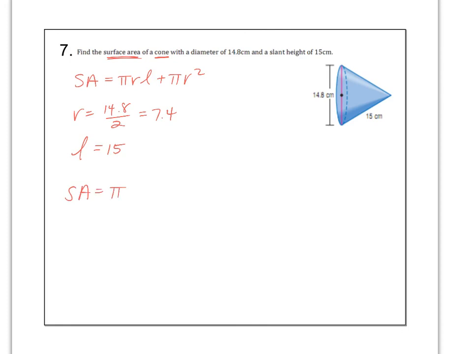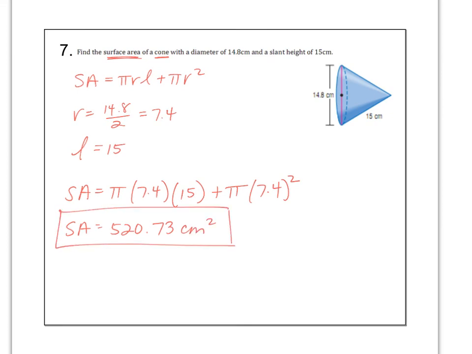It's going to go pi, R is 7.4, L is 15, plus pi, and then it's 7.4 again, squared. All right, grab your calculator, type all of that in. And if you type it in correctly, you should get about 520.73. And then remember, any kind of area is units squared, so centimeters squared.